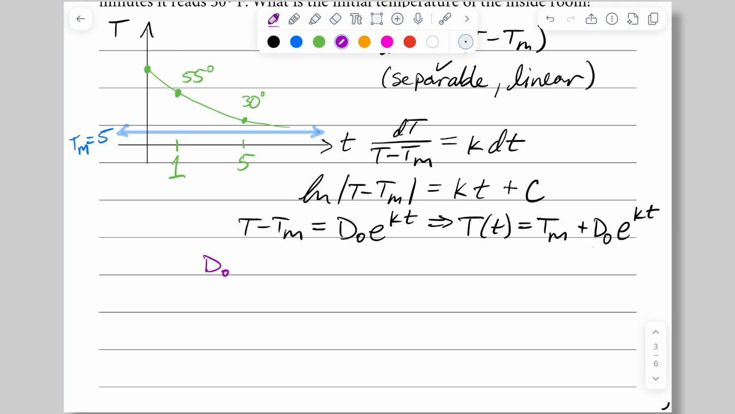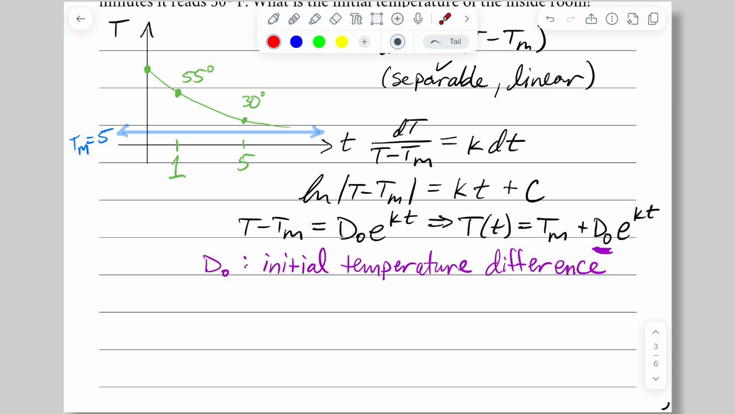That D sub 0 that we see in the equation is actually the initial temperature difference. Over in our graph, that would be represented by the distance between the initial temperature and the surrounding temperature. We can see in our model that if t is 0, then the temperature we have at 0 is equal to the surrounding temperature plus D naught. Hopefully that's convincing enough to tell you that D naught is the initial temperature difference.